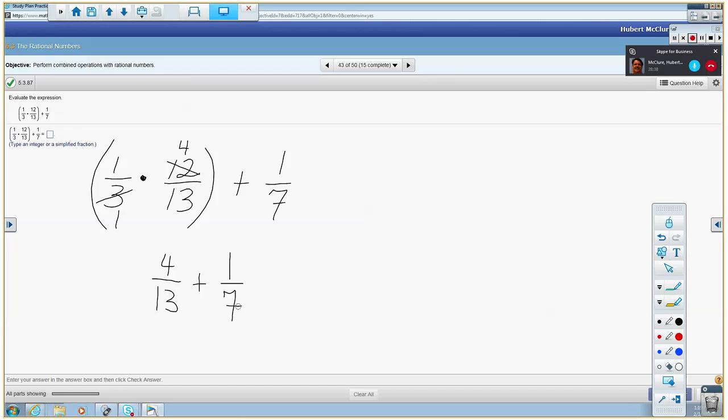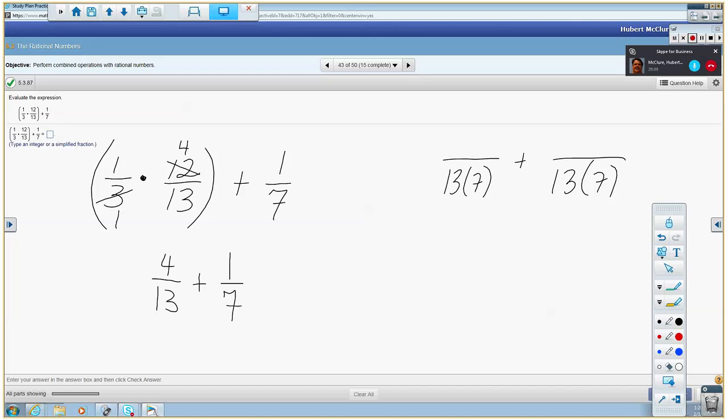So I've got to have a common what? Well, both of those are what? What's 7 and 13? They're prime, so just multiply them together. 91. So 91, or you can do this: put 13 times 7 right here, and 13 times 7 right here, which is 91. I'm just writing it out longhand.